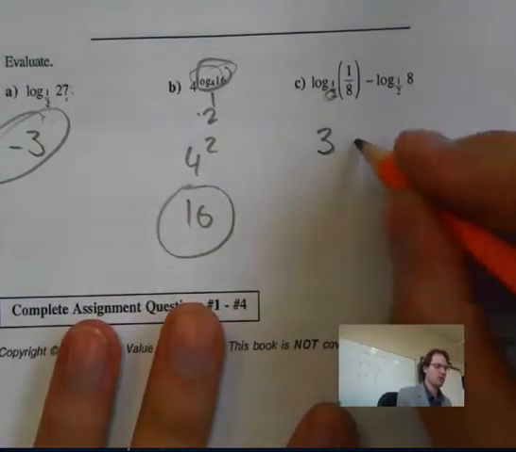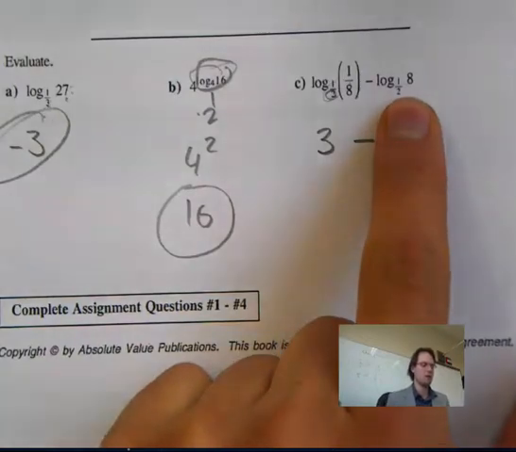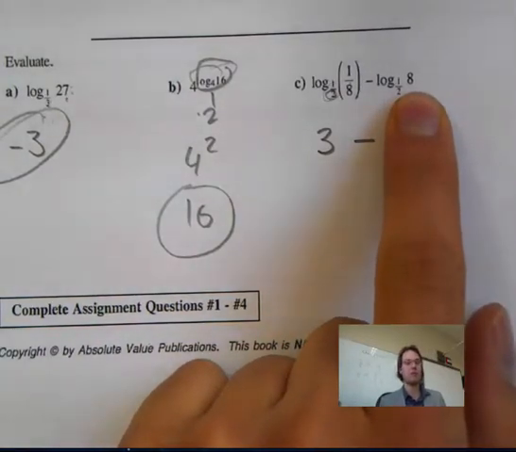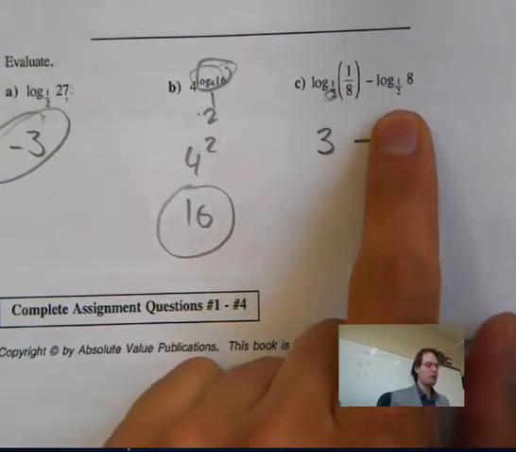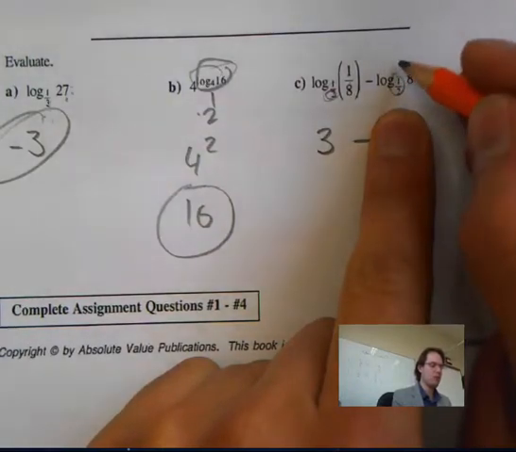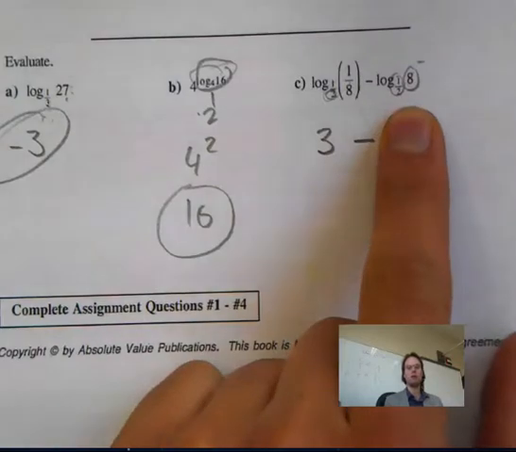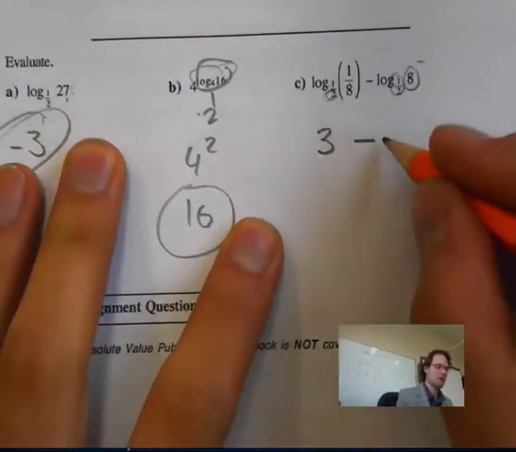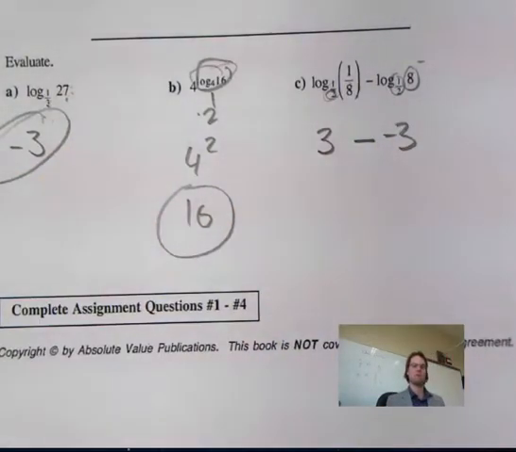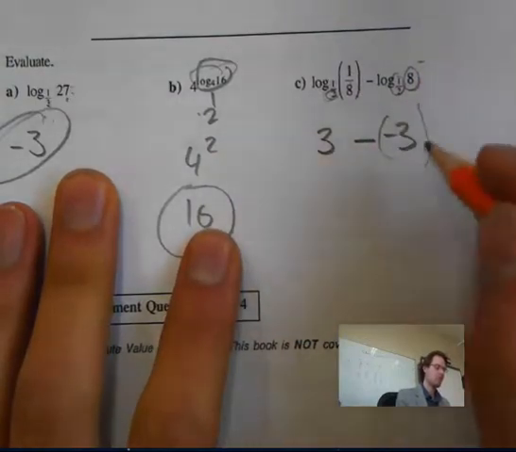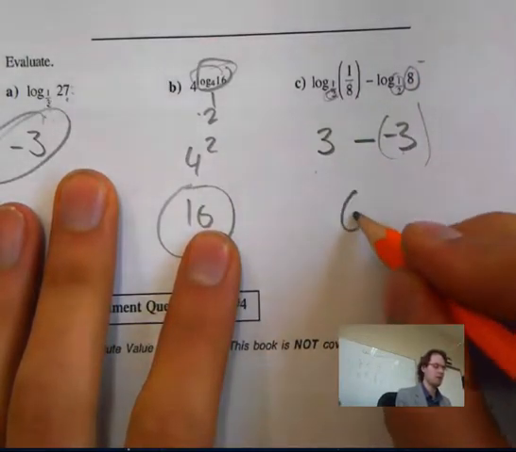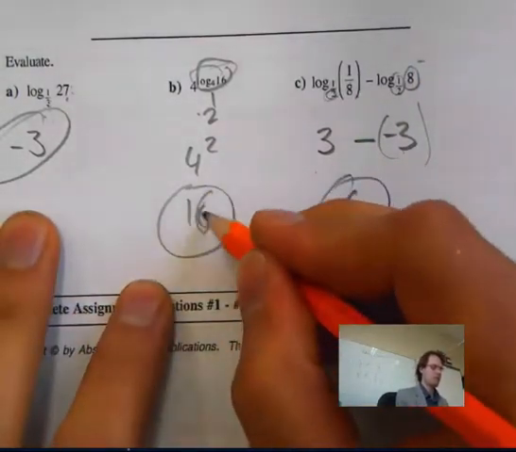So we have 3, and we're subtracting. 2 to the power of 3 we said is 8. Well, this here is 1/2, so it's going to be negative. To flip this, it's 1 over 8. So then this is going to be negative 3. Okay? So 3 subtract negative 3 is 6. That's how we get that one. This one's 16.